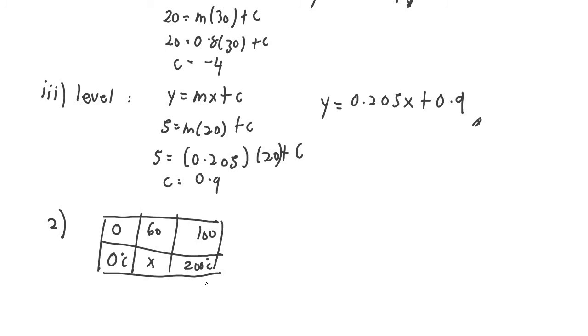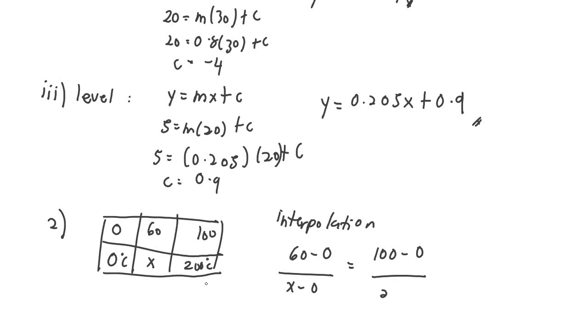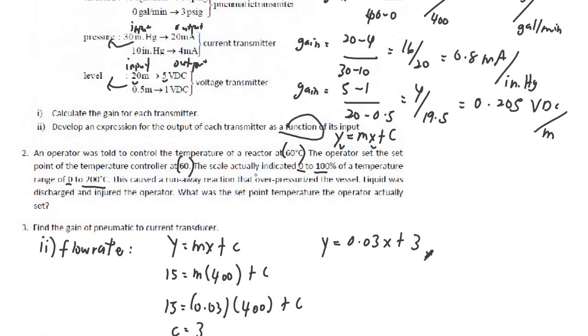So we can use the interpolation formula, which is (60 minus 0) over (X minus 0) is equal to (100 minus 0) over (200 minus 0). Try to solve this and you will get X equal to 120 degrees Celsius. So this is the value of the set point in terms of temperature. In terms of percentage it is 60%. Okay, finish on question number 2.